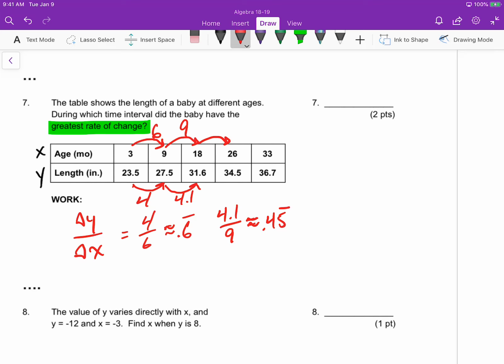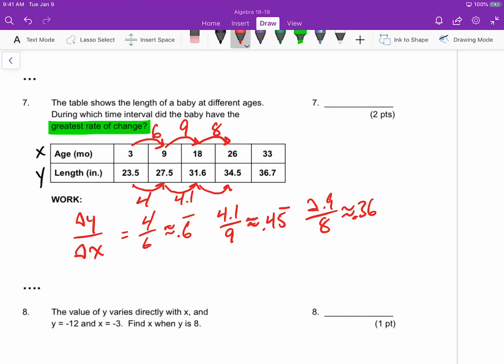All right, so just moving on here. This is 8 months later, and they only grew 2.9. So 2.9 in 8 months. Definitely going to be a lot lower. So that's only about 0.36 inches per month.